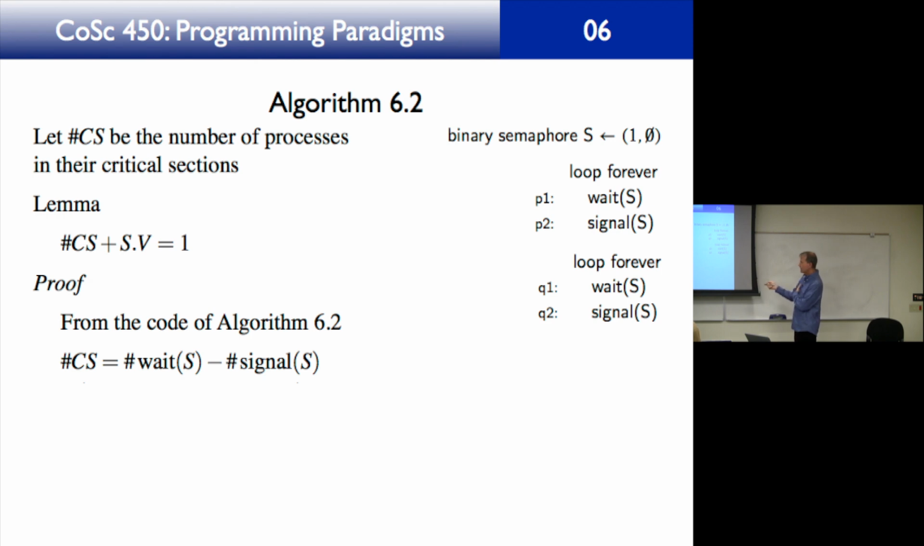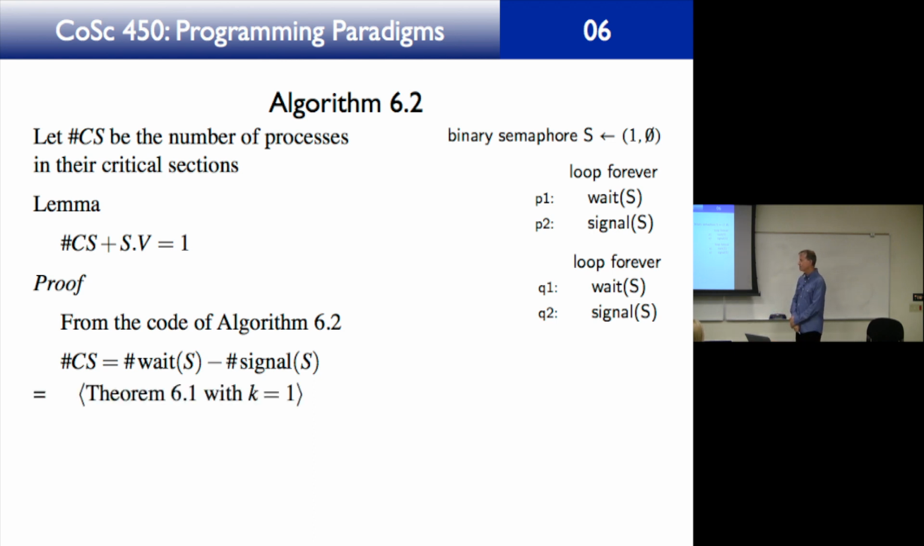Furthermore, we start outside, with P1 about to be executed and Q1 about to be executed, and no processes are in their critical sections. So, do you see from code inspection, the number of processes in their critical section is the number of waits executed minus the number of signals executed? But this means the number of waits completed. Are we good?